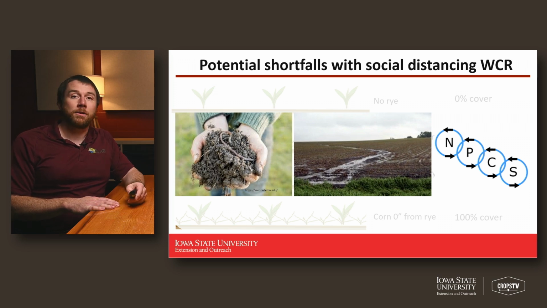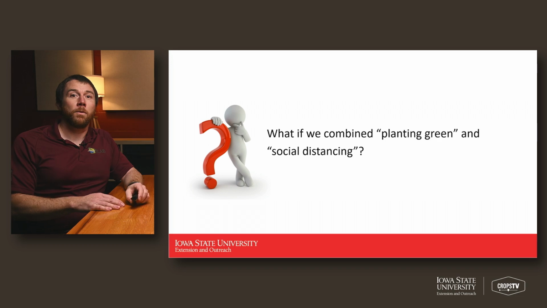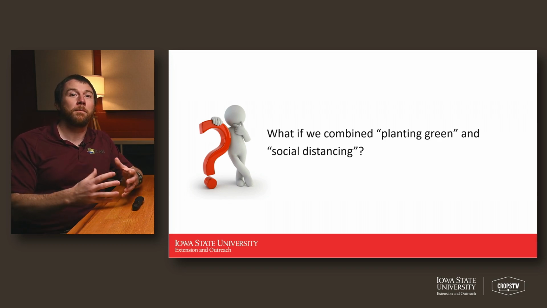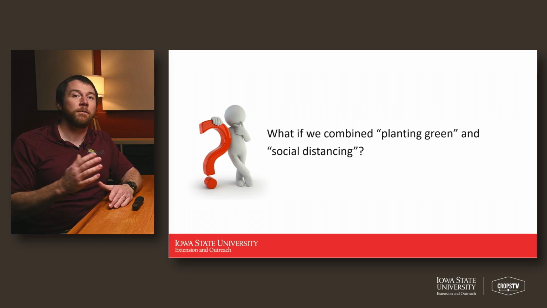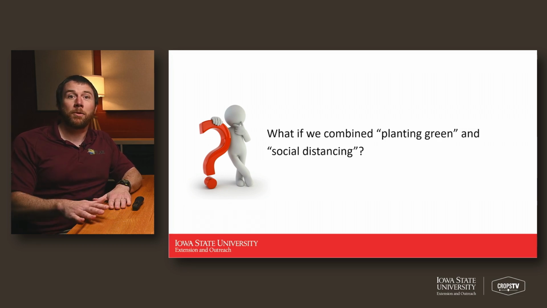And so a natural progression of the work that Rochelle and Allison have described already is, what if we combine those two strategies of planting green, or separating the rye from the corn in time, and social distancing, where we separate the rye from the corn in space? And so Allison, do you want to describe an experiment we set up to explore that?